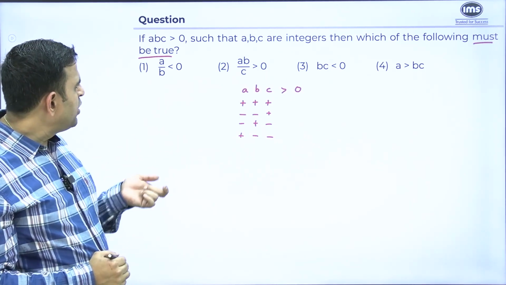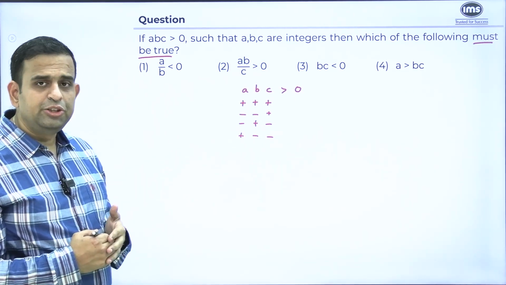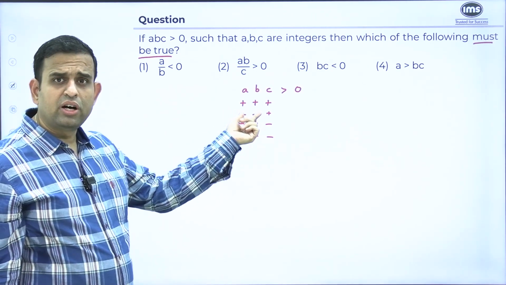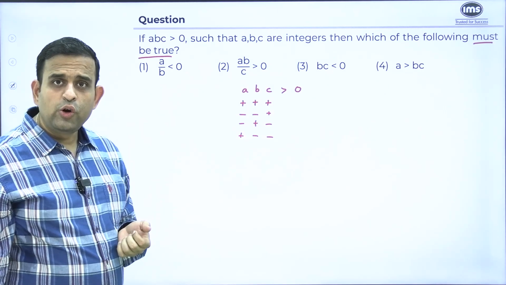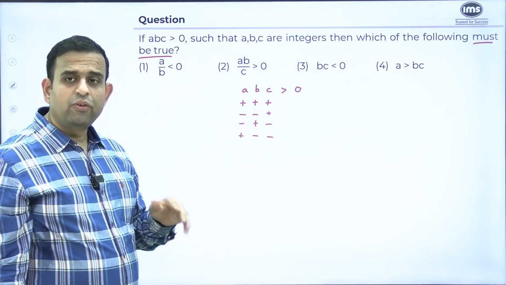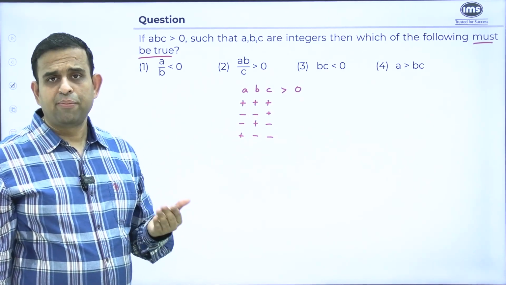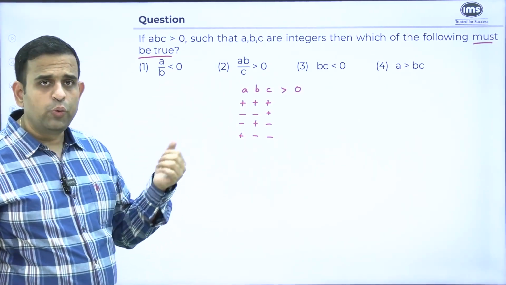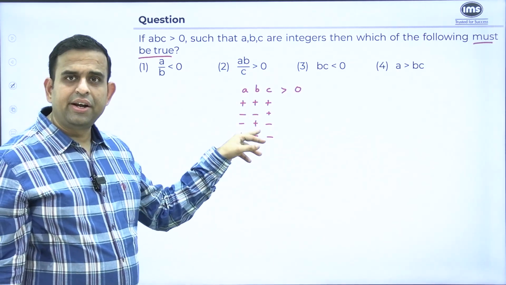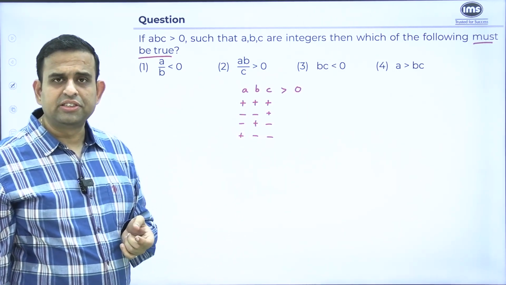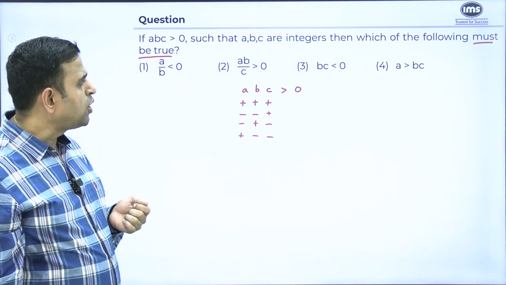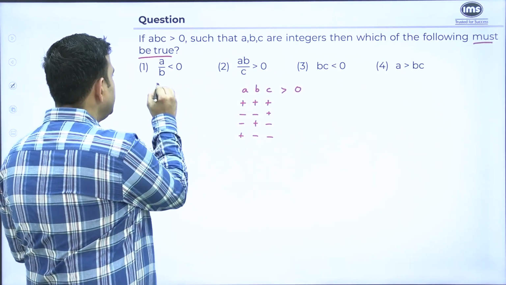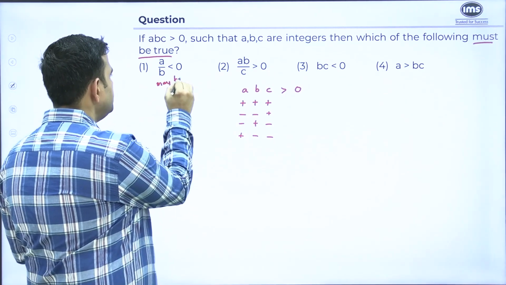The first one talks about A upon B is less than 0. So understand, if you look at various cases, like the first one, A and B both are positive. So A upon B is going to be positive. In the second one, both A and B are negative, so A upon B will be positive. So in the first two cases, this result happens to be true. In the next one, A is negative, B is positive, or vice versa, which clearly means that the first option may be true or may be false. So number one can say may be true.